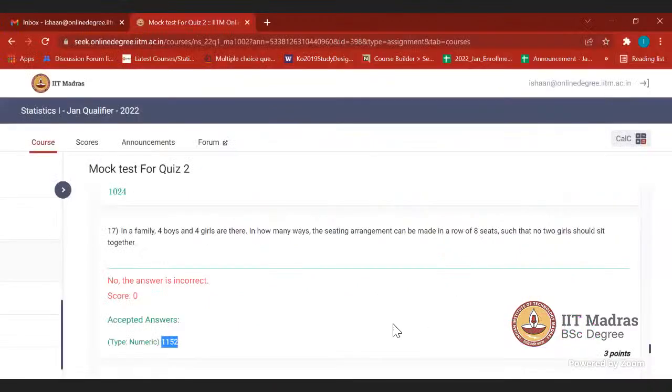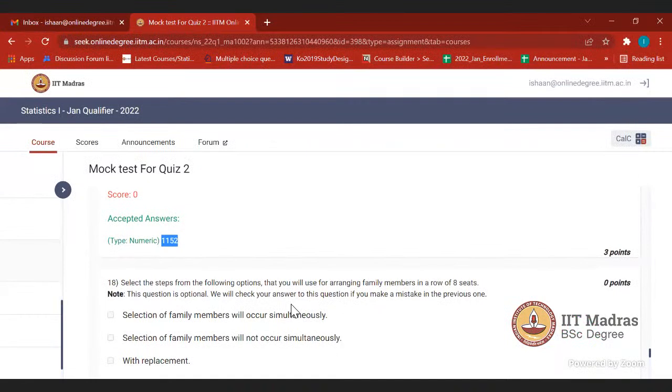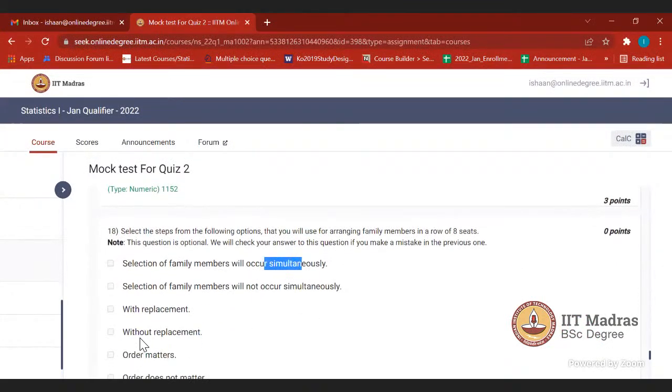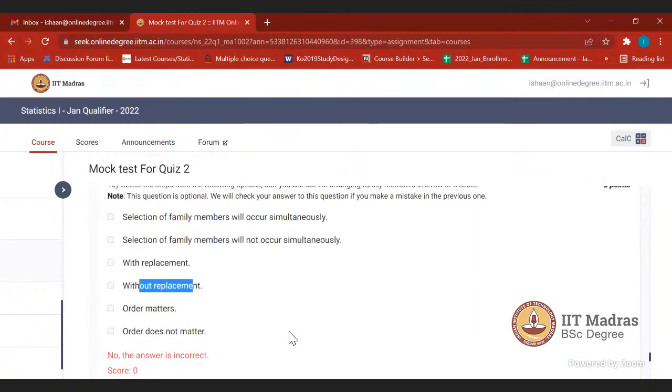So we are selecting family members one after the other or together. So yeah, simultaneously. Yeah. Without replacement, because you cannot make one member available at 2 places. And order does matter.